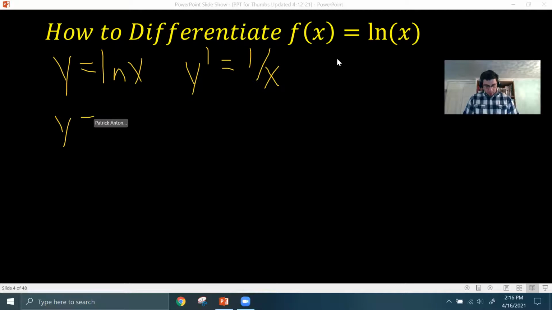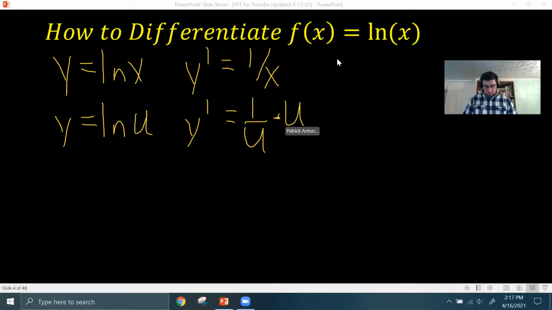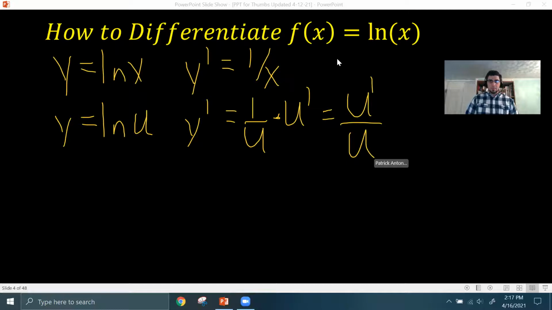If you have natural log of some function, let's say it's u, pretend u is a function, not the variable, then y prime, according to the chain rule, is going to be 1 over u times the derivative of whatever u is, or I like to remember it as just simply u prime over u. Boom. Okay. All right, let's do some examples.